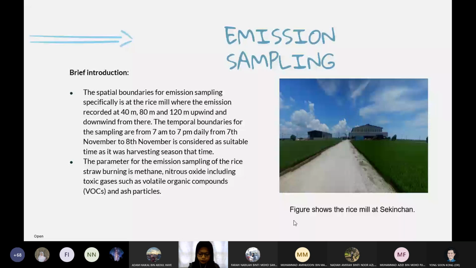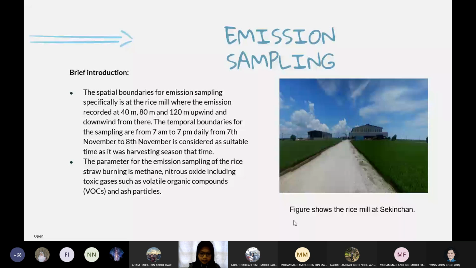Despite the breathtaking view, emission sampling needs to be done in Sekinchan paddy field. The special boundaries are at the rice mill, where the emissions were recorded at 40 meter, 80 meter, and 120 meter upwind and downwind from there. The sampling was done from 7 am to 7 pm daily, from 7 November to 8 November, as it was harvesting season at that time. Parameters for the sampling are methane, nitrous oxide, including toxic gases such as VOCs, ash particles, and dust particles.